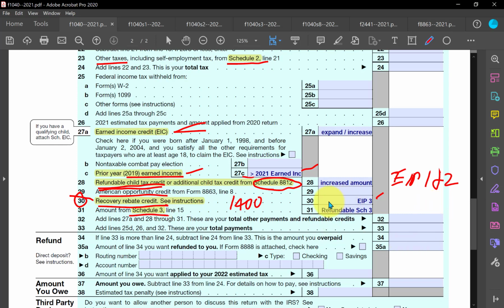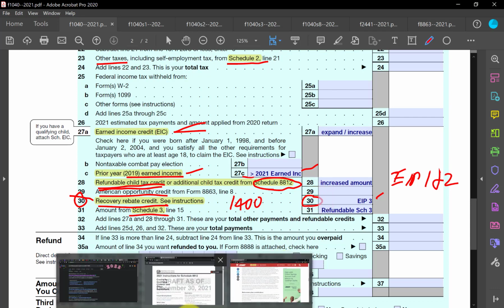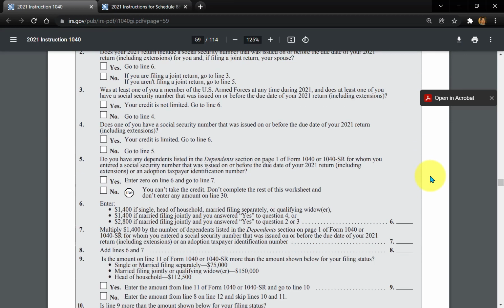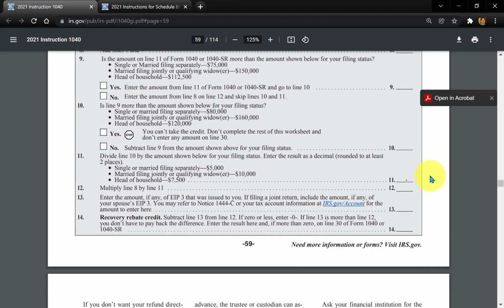To get the amount you can claim here as a recovery rebate credit, you have to not fill out a schedule or a form, but you've got to go back to the instructions to the 1040 form. So here, it looks like page 59 is a worksheet to calculate this credit. So you're looking at all the people you're claiming on the return, and then multiplying it by 1,400, but you've got to reduce that credit by the economic impact payment number 3 you got during the year.